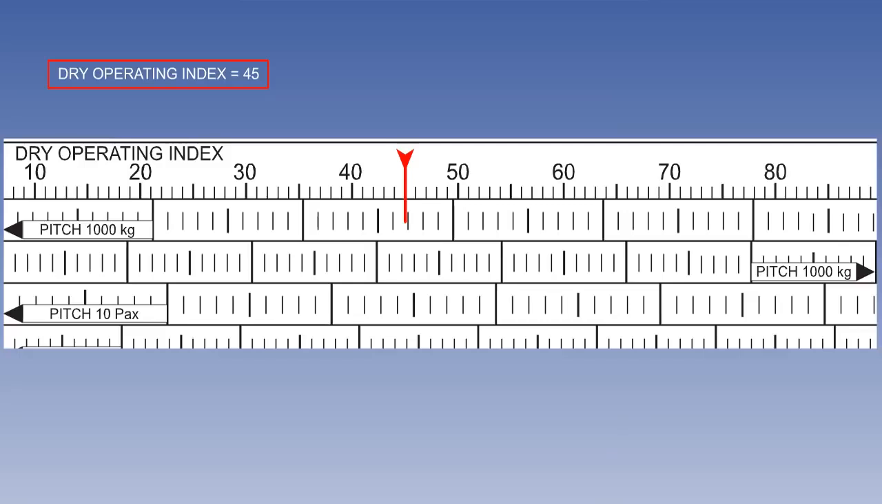Before we enter any data, we must understand the use of the scale in the cargo, passenger and fuel boxes. Let us work through an example on screen to see how it works. Starting with the dry operating index of 45.0 located on the top line, drop a vertical line down to the centre of the box immediately underneath.